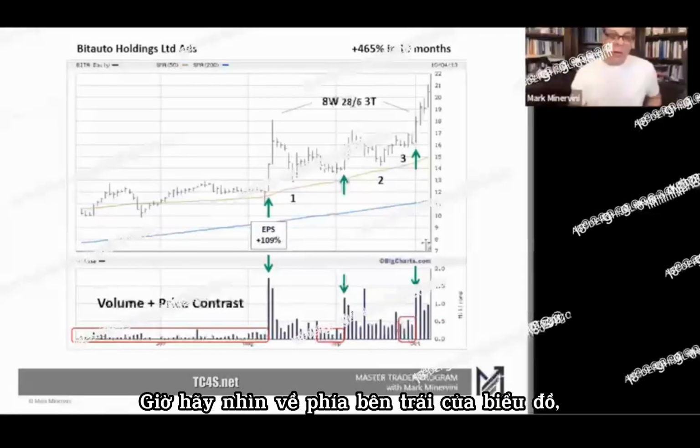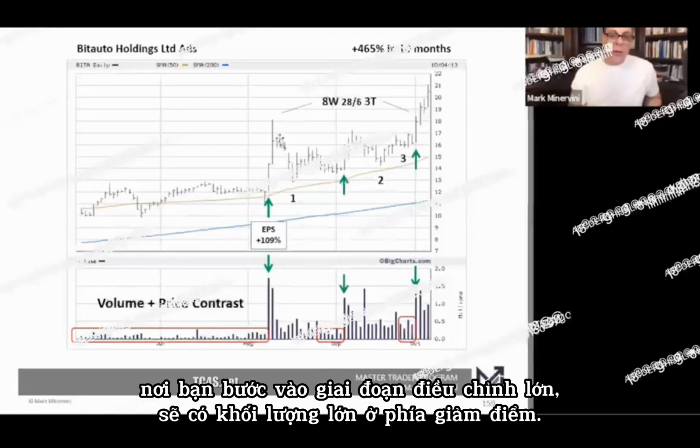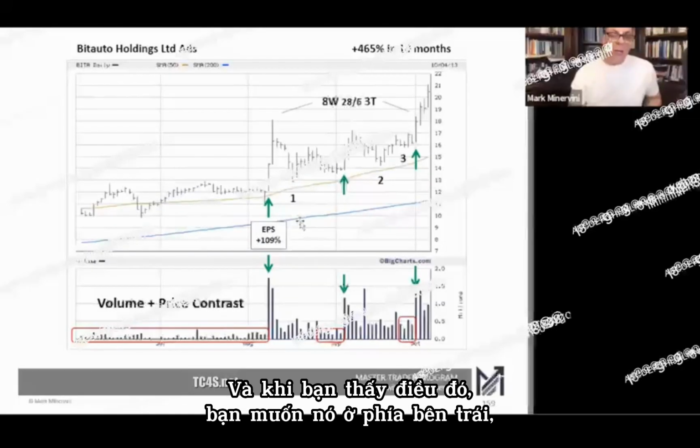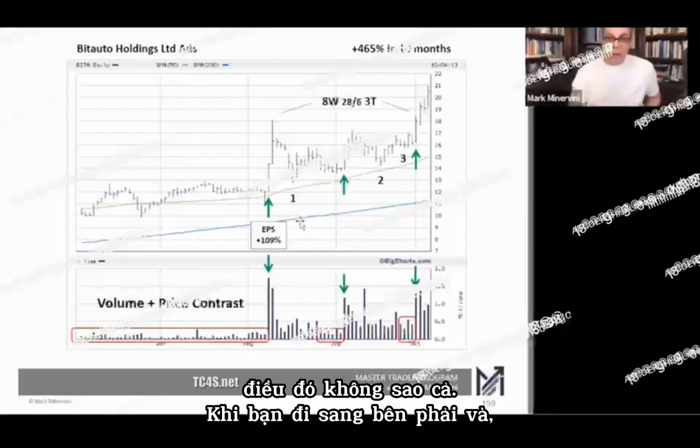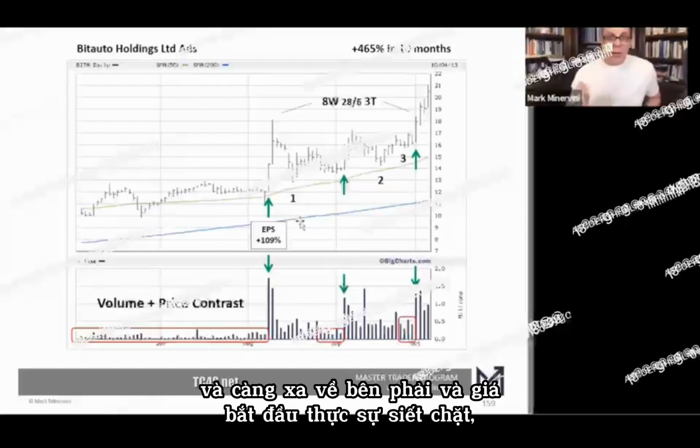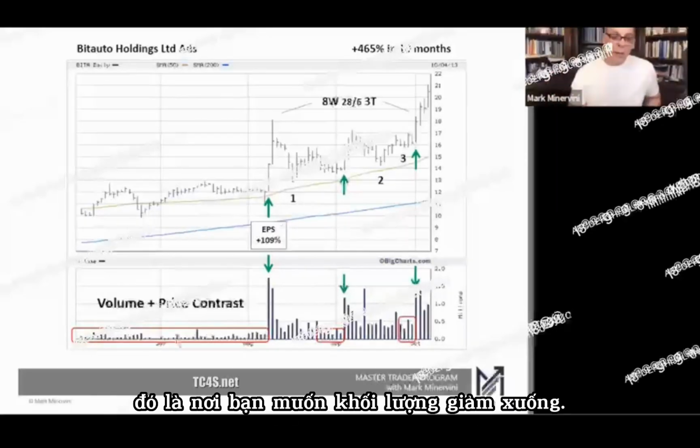Now, on the left side of the chart, when you get into big corrections, there will be big volume on the downside. That's okay on the left side. As you get to the right, and the further to the right, and you start really tightening up, that's where you want the volume to come way down.